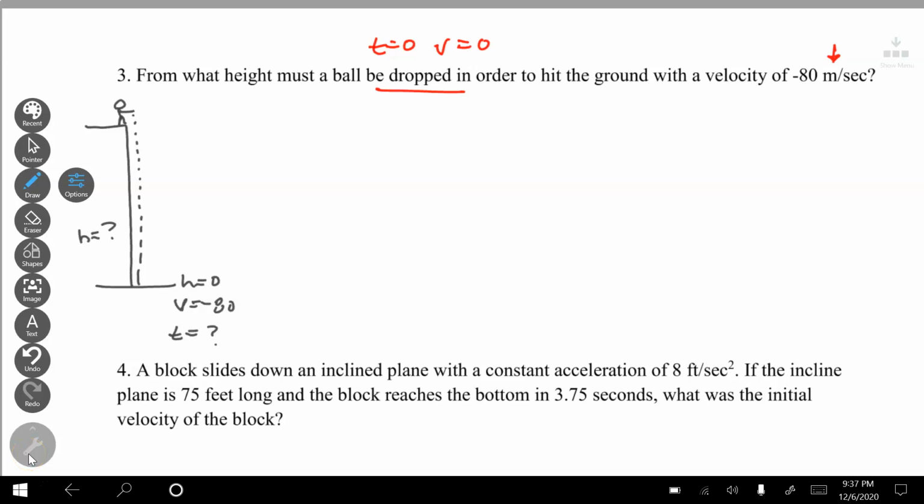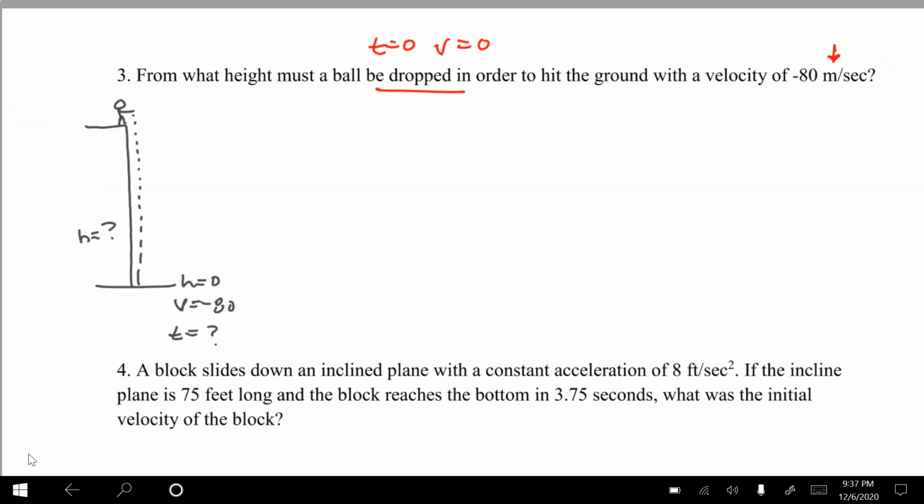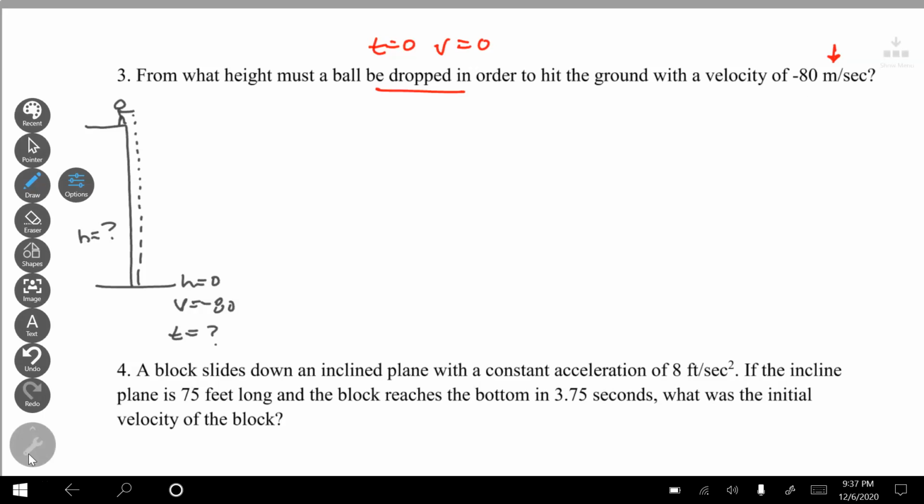Okay, for this next problem, I'm just dropping a ball. So at t equals 0 at the beginning, I know I have no velocity. The ball does not have a velocity, and when it hits the ground, it has a velocity of negative 80 meters per second. Because I'm using meters, I know my acceleration is going to be the metric negative 10 meters per second squared.